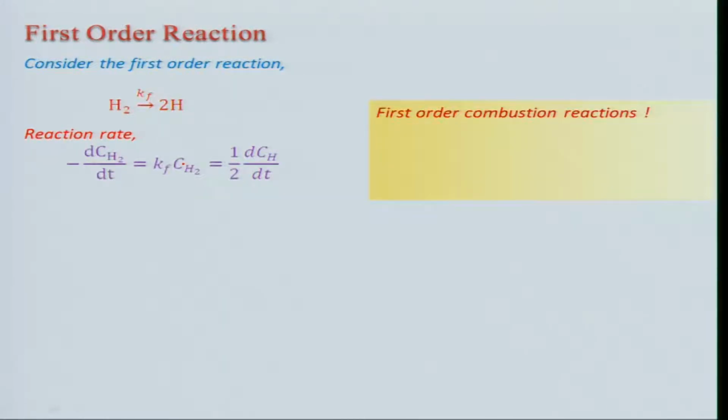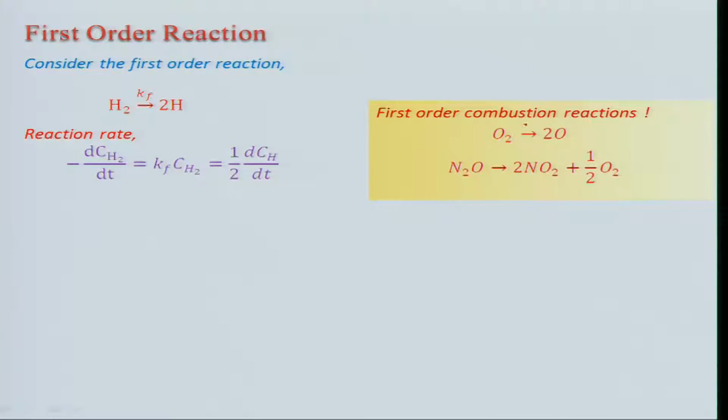Examples of first order reactions are, of course, any decomposition reactions like O2 going to 2O, or N2O5 going to 2NO2 plus half O2. These are first order reactions, provided you are considering only the forward reaction, that means in this direction, with K_F. The backward reaction, of course, will not be first order in this example.